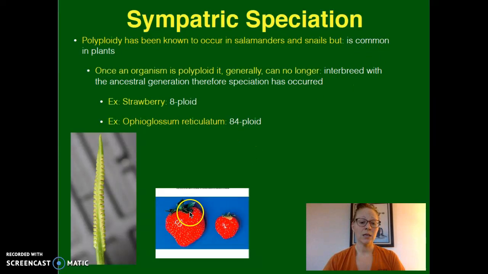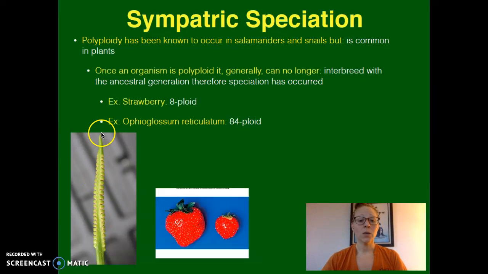And so we see here, if you remember once again, biology class, we took the DNA out of strawberries and made necklaces because strawberries are octoploids, meaning they have 8 sets of chromosomes. And here is a plant, reticulatum, that is an 84-ploid.